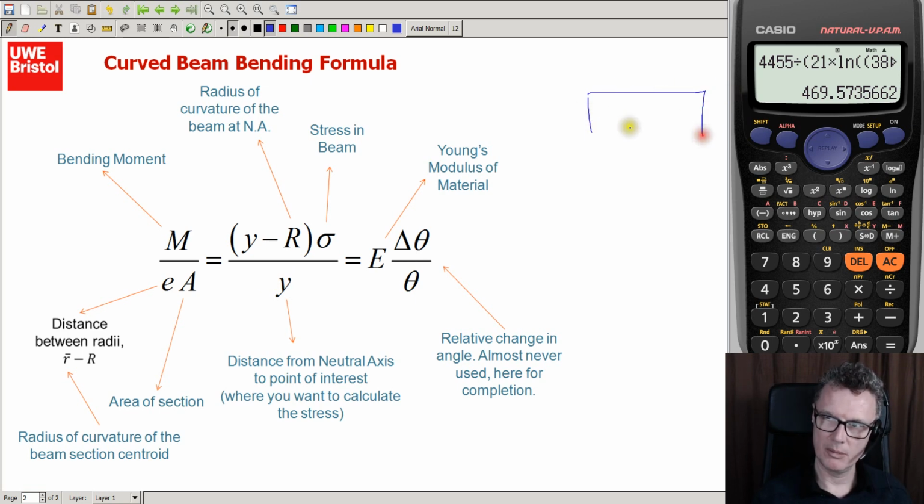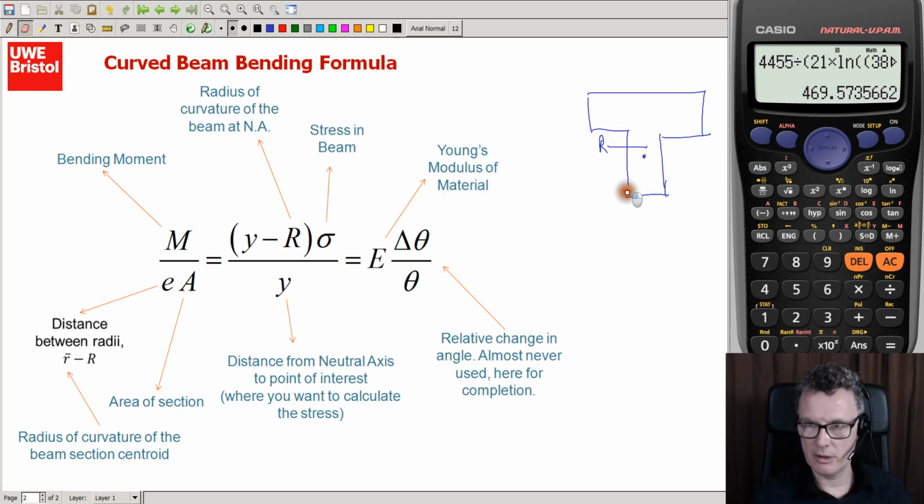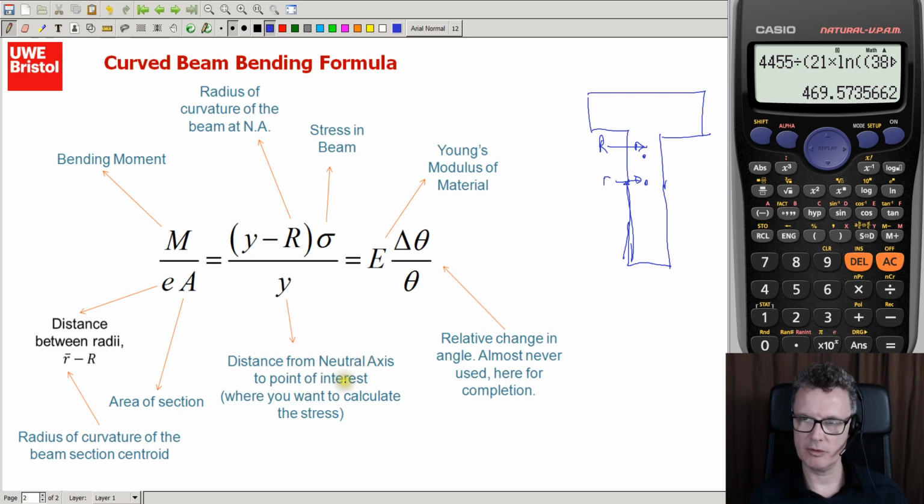So we got our T-beam like this. So we found the big R to be here, and relatively speaking, let's probably a bit longer, isn't it? And our centroid to be here. Okay. Well, we got this y. So y, notice, are we told where? The distance, here we go. Distance from the neutral axis to the point of interest.